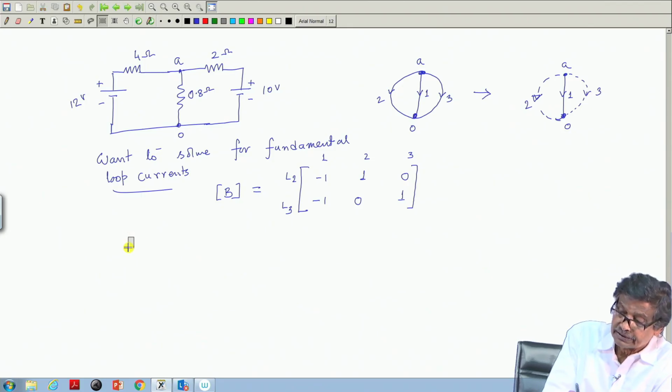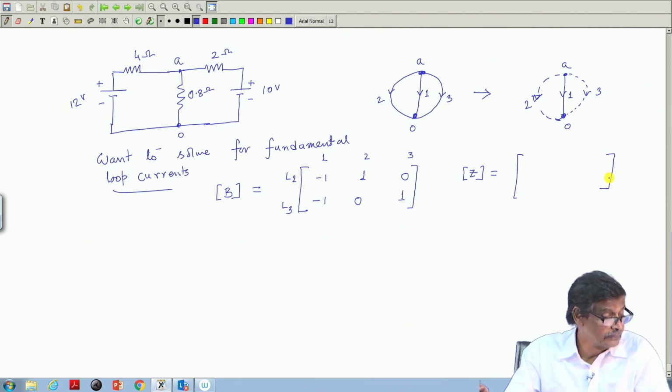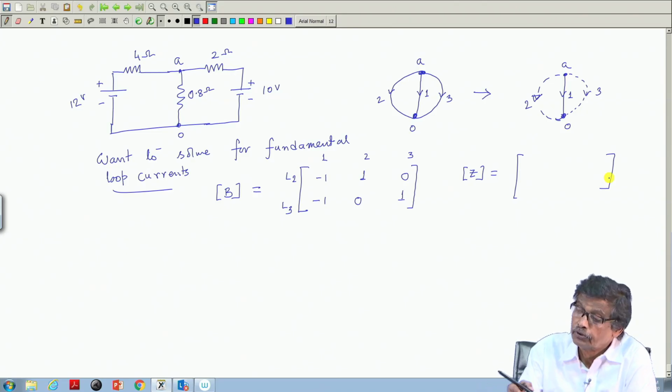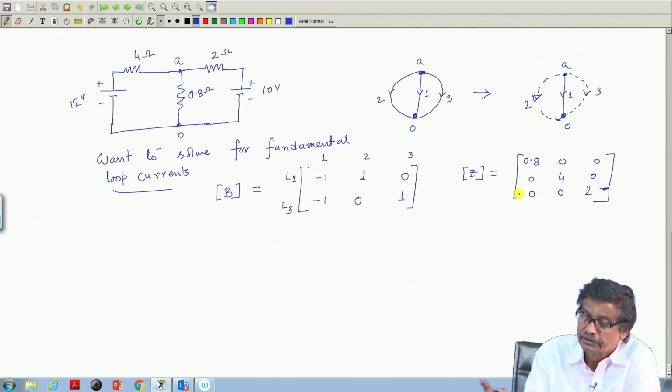Now, the Z matrix for this network will be simply a diagonal matrix and there are only 3 elements. So, for element 1 there is 0.8, so 0.8, others it will be a diagonal thing. For element 2 it will be 4 ohm, so 4, 0, 0 and this will be 0, 0, 2. This is the Z matrix obtained.